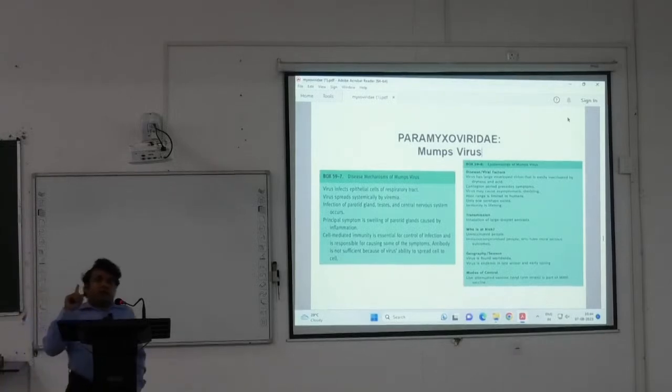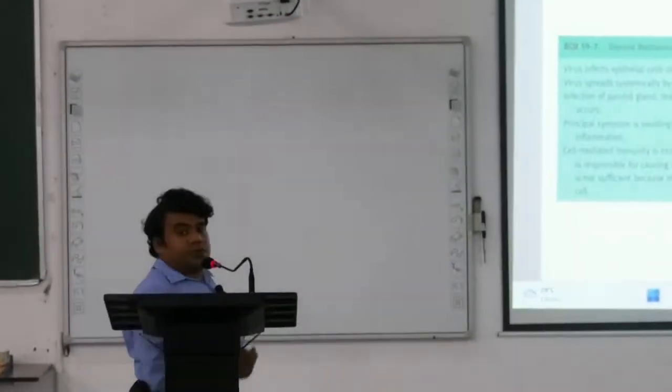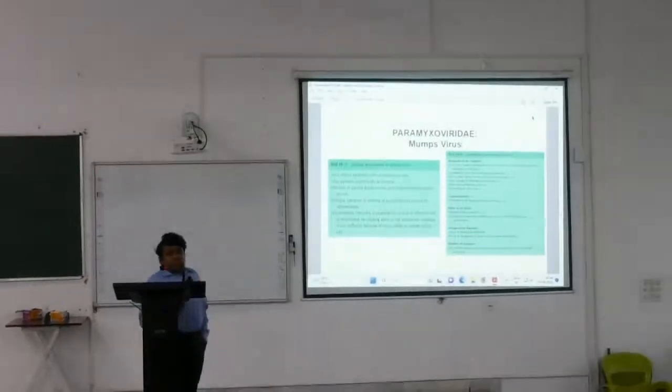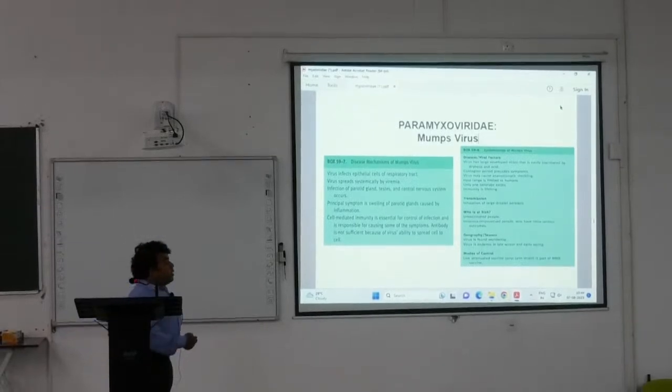Now, for MMR vaccine, measles I have already discussed. Next comes mumps. The mumps virus also comes under the paramyxoviridae family. Now, in mumps, what happens? The disease process is same. Patients acquire infection by respiratory route, causes viremia.